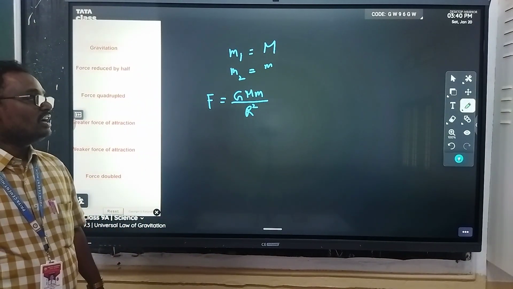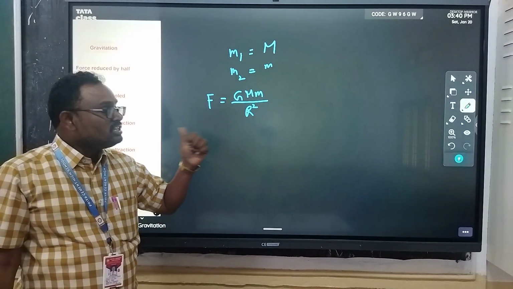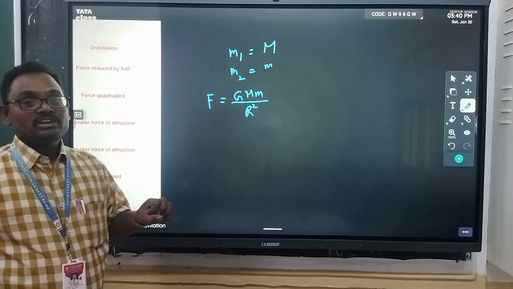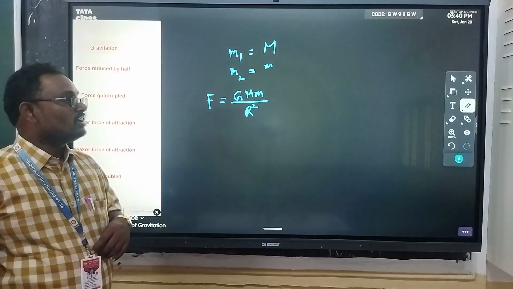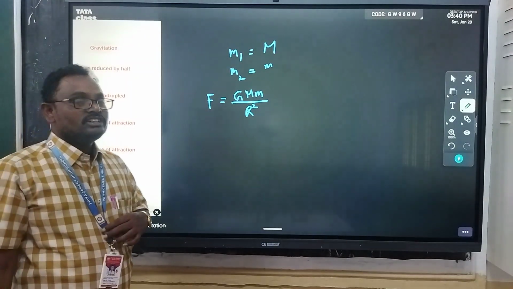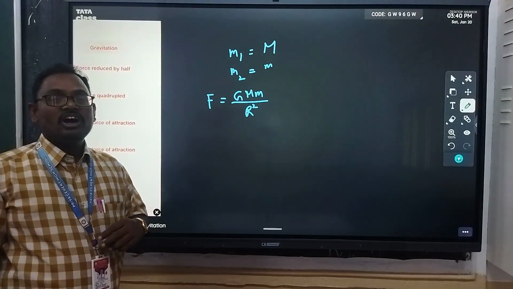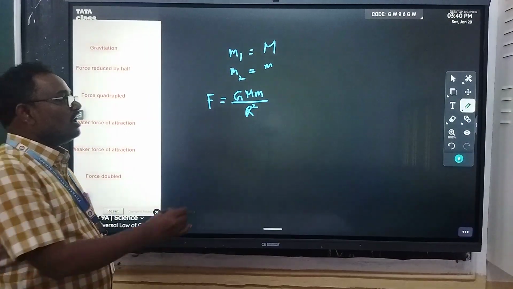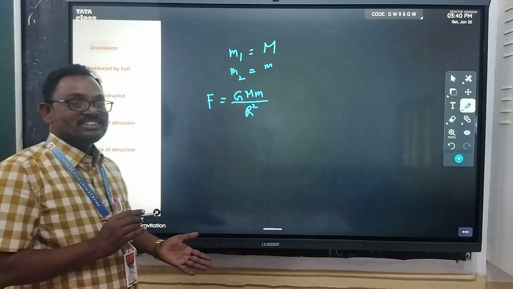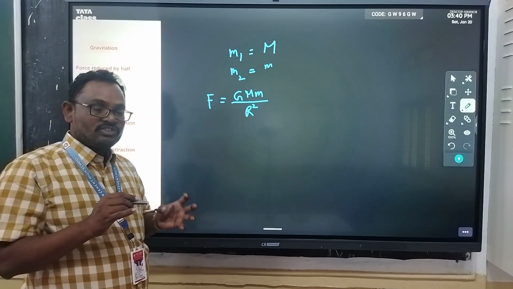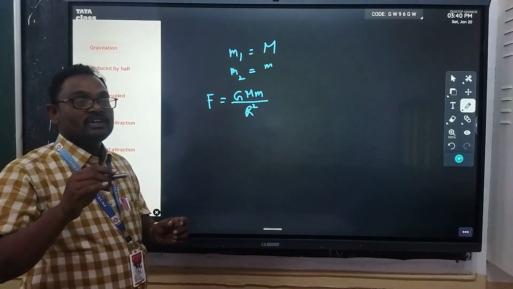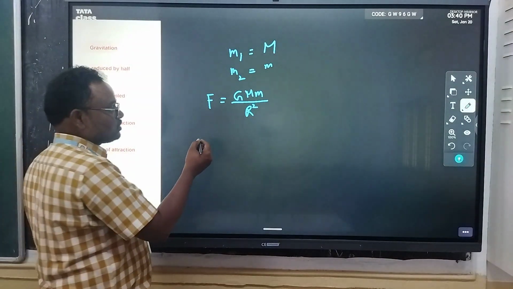So what happened here? F is equal to G M m by R square. In this, G is the universal gravitational constant, capital M is the mass of the earth and small m is the mass of the object on the earth. R is the radius of the earth, because we are taking the distance on the earth, which is taken from the center of the earth to the surface of the earth. So that is R square.